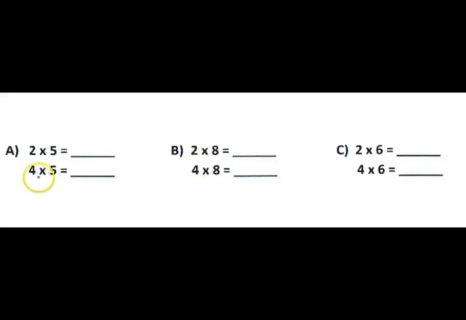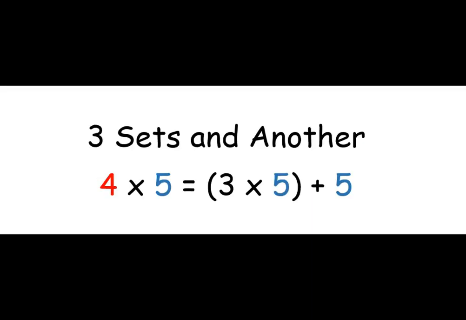For example, to find 4 times 5, I would take 2 times 5, so I'm doubling my 5, and then I would double that number again for 20. To find 4 times 8, I would double 8, which is 16, and double it again for 32. To find 4 times 6, I will double my 6 for 12, and double it again for 24. 4 times 6 is 24.